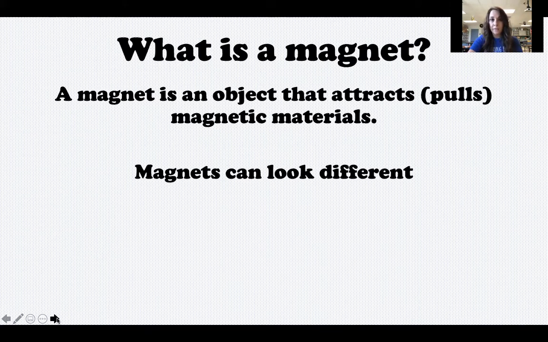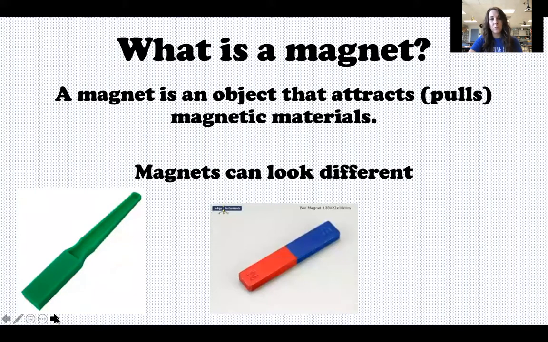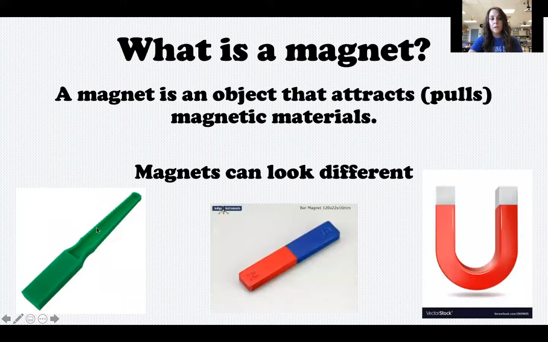Magnets can look different. Here are some types of magnets you might see at school. This one's called a wand magnet. We're going to be using these today. This one's called a bar magnet, and this one's called a horseshoe magnet. So all of them look different, but they all work in the same way. And that's when they get close to an object that is magnetic, it will pull the object closer to it.